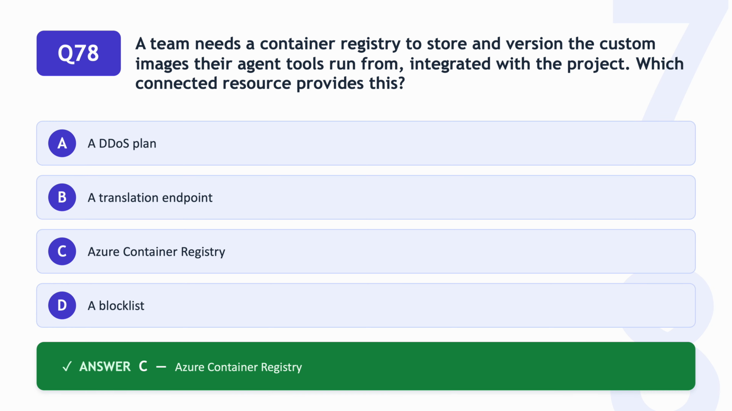Correct answer, C. Azure Container Registry. Why C is correct? The requirements are store container images, version those images, support custom agent tools, integrate with the Foundry project. Azure Container Registry, ACR, is Azure's managed container registry service designed to store Docker container images, version and tag images, securely distribute images, integrate with Azure services and AI workloads.